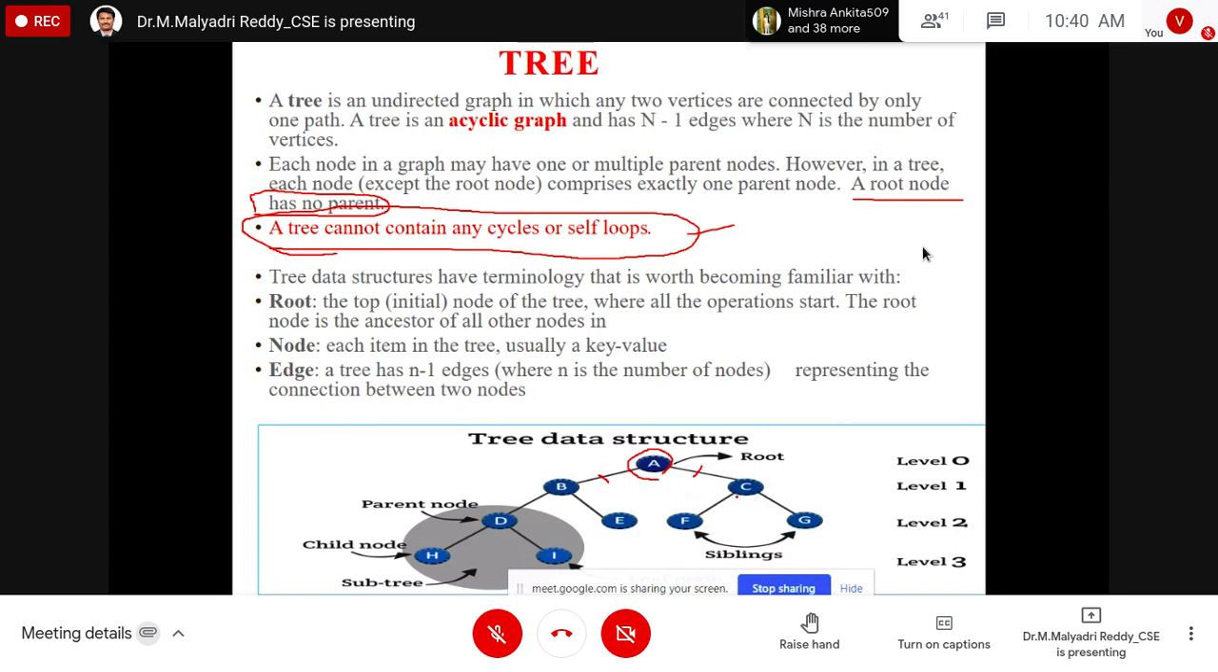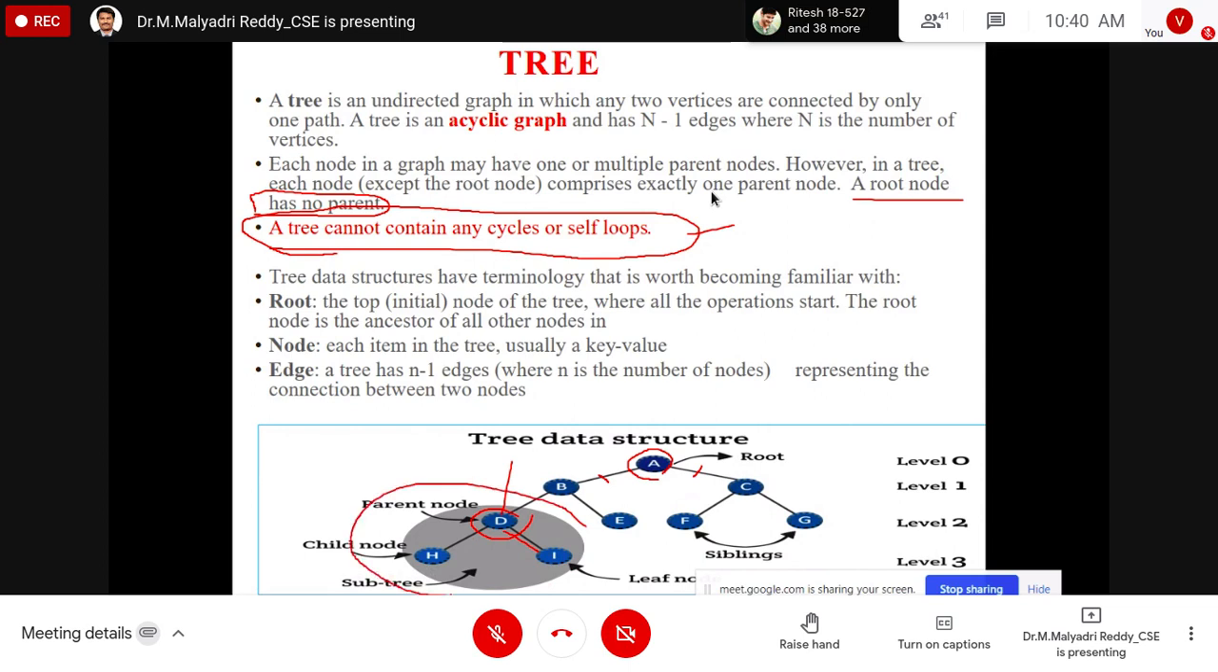Suppose in one level a tree has two children, they are simply named siblings. Suppose you take this as a subgraph: D is the parent of H and I, then D is the parent node, and H and I are the children nodes, and it is simply a subtree of the given tree. So it is a subtree or subgraph of the given graph, and atomic level nodes are named the leaf nodes. They are the leaf nodes.